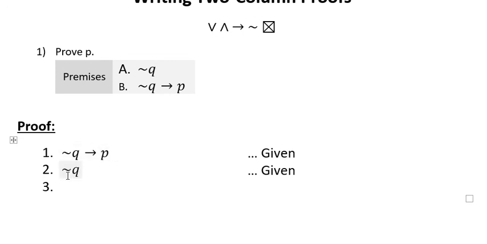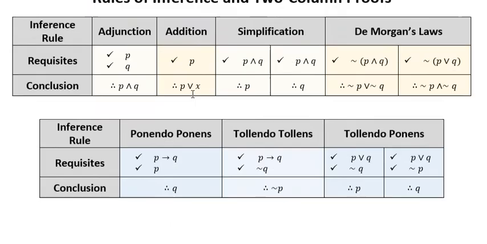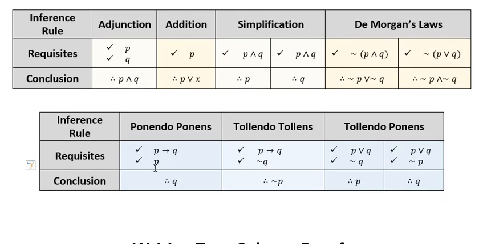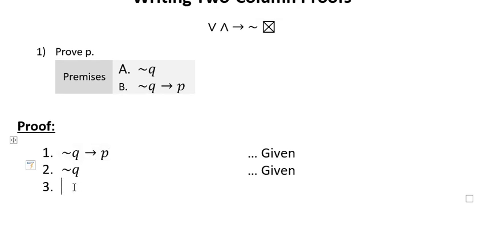Now with these two things, if you notice, I have a conditional and I have the first part of the conditional. That's basically ponendo ponens. I have a conditional and I have the first part, so I can conclude the second part. So I'm going to conclude P. They're going to ask, how can you say that P is true? Let me explain. P is true because I used ponendo ponens. And where did I use ponendo ponens? I used ponendo ponens on steps 1 and 2. They're going to check and say, oh yeah, you can use ponendo ponens there.